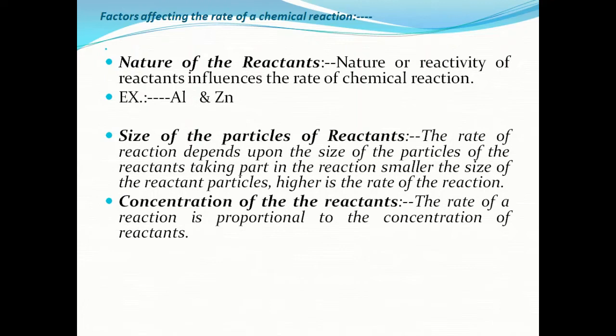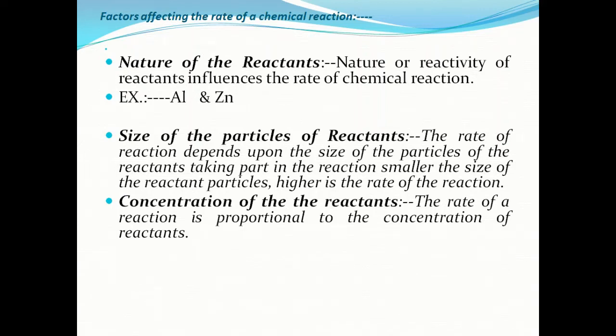The reaction of aluminium metal takes place faster as compared to zinc metal. The nature of the metal is responsible for the difference. Aluminium is more reactive than zinc. Therefore, the rate of reaction of aluminium with hydrochloric acid is higher than that of zinc. In this case, the nature or reactivity of the reactant influences the rate of chemical reactions. It is an important factor affecting the rate of chemical reactions.